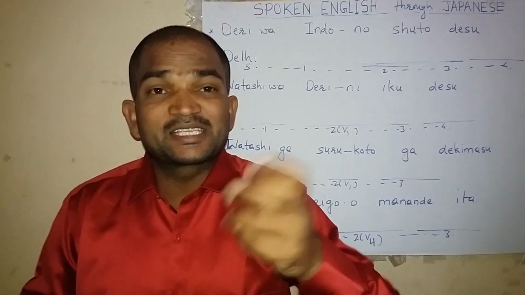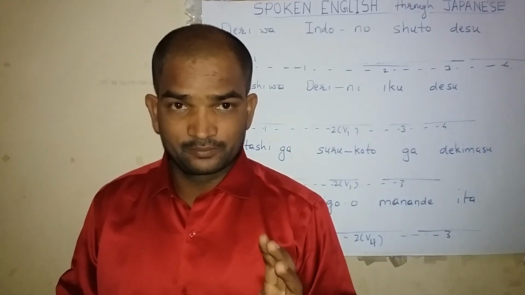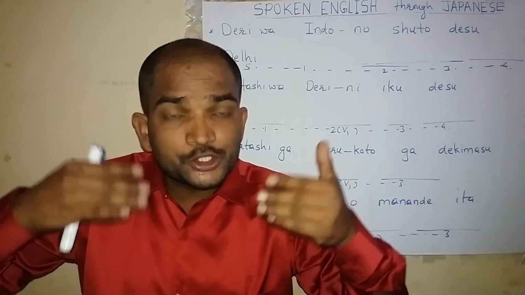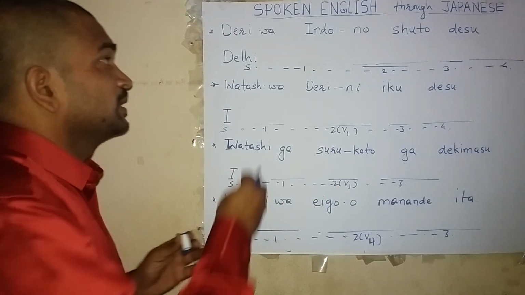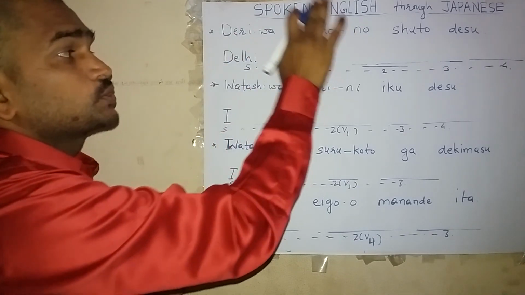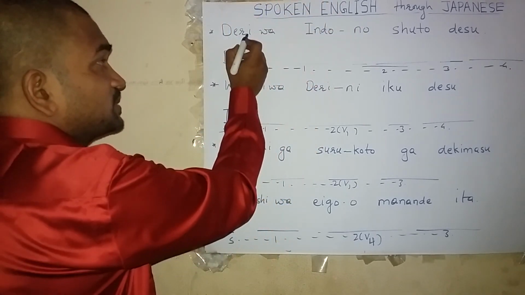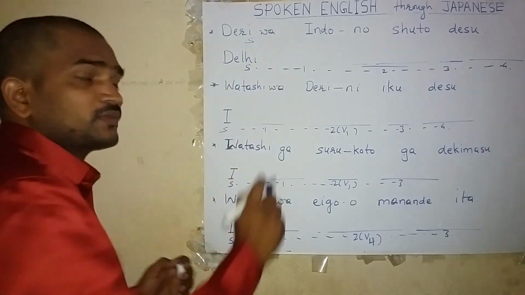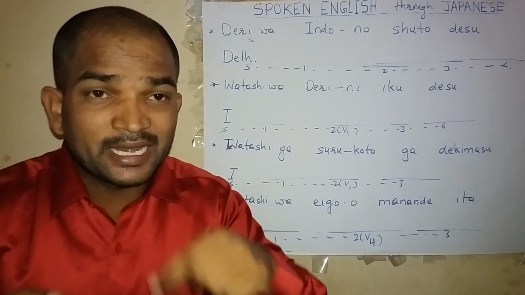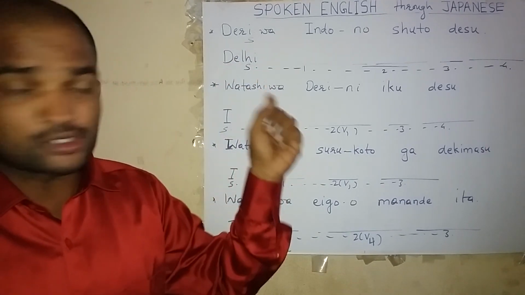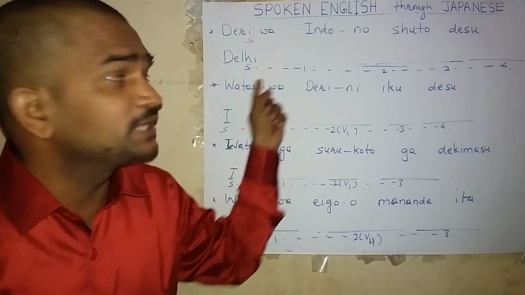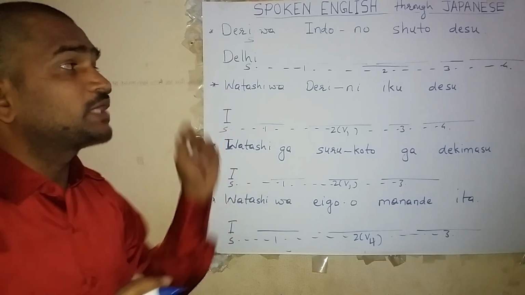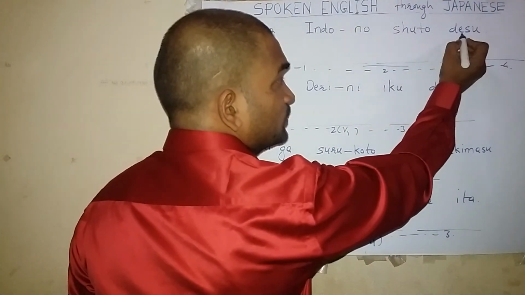We want to speak this sentence in English by using our reverse numerical method. First, we have to find out the subject. Here, the subject of this sentence is Deri wa. Deri wa is pronounced in English, or Hindi, as Delhi. After finding the subject, we should directly go to the end of the sentence.